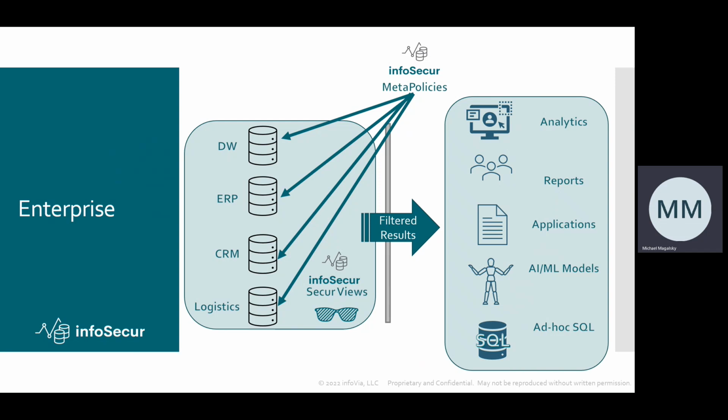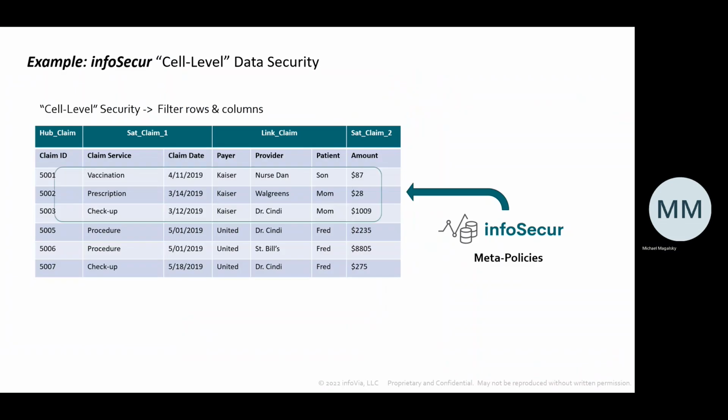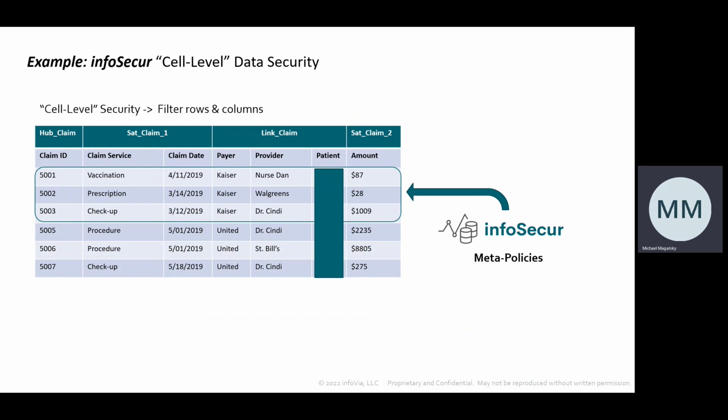Whether you're using a BI tool or a machine learning model or an application, or even just running ad hoc SQL, they all play by the same rules because these policies are implemented at the database layer. The results are that you see filtering and masking of data simultaneously, or what we call cell-level data security, which we showed you in part 2.